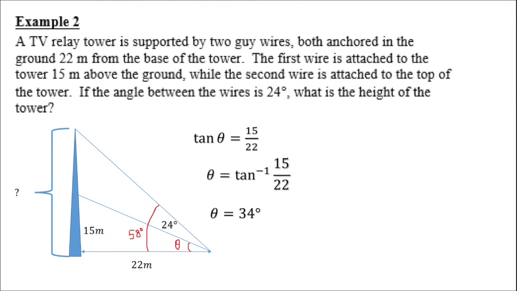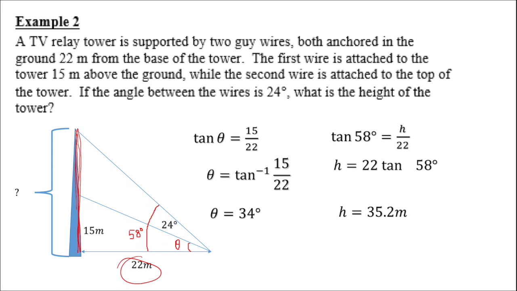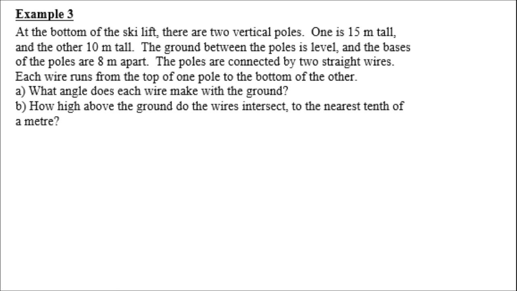Which makes this entire thing 58, because 24 plus 34 is 58. Now we can find this full height, this is our opposite side, by using our angle of 58 and the fact that our adjacent side is 22. So tan of 58 degrees equals h over 22. And we solve for h, we end up getting 35.2.